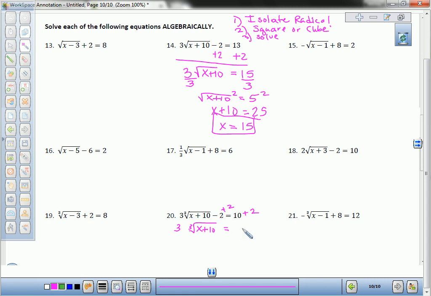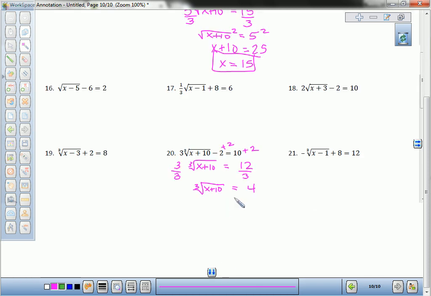It is. It's almost the same. We'll divide by 3. Okay, and what do I have to do at this point? Cube. Cube it. And we don't have to be as careful with cubes because a cube root can equal a positive or a negative, so we don't have to be as aware. 4 cubed is 64, so when we subtract 10, we get x equals 54.